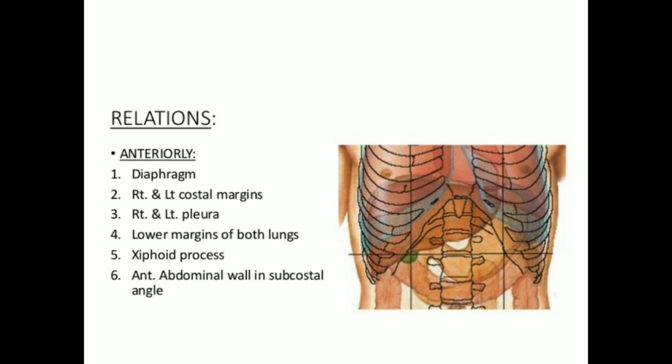Anteriorly the liver is related to the diaphragm, right and left costal margin, right and left pleura, lower margin of both lungs, xiphoid process, you can see here, this is the xiphoid process, and anterior abdominal wall in the subcostal angle. So anteriorly it is related to all these structures: diaphragm, right and left costal margin, right and left pleura, lower margin of both lungs, xiphoid process and anterior abdominal wall.